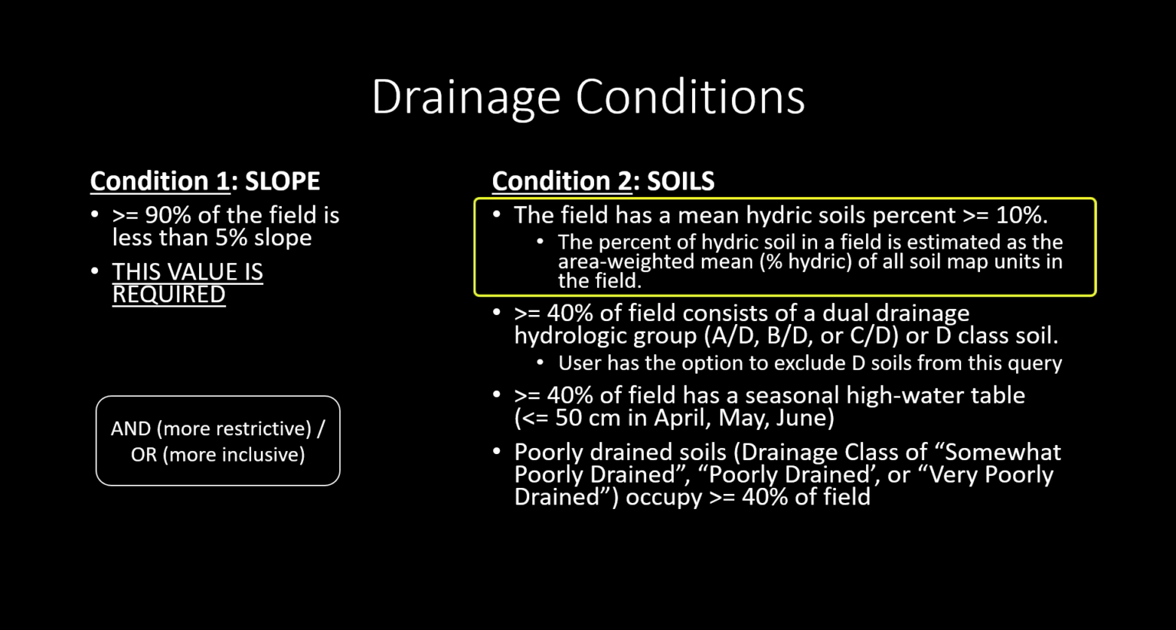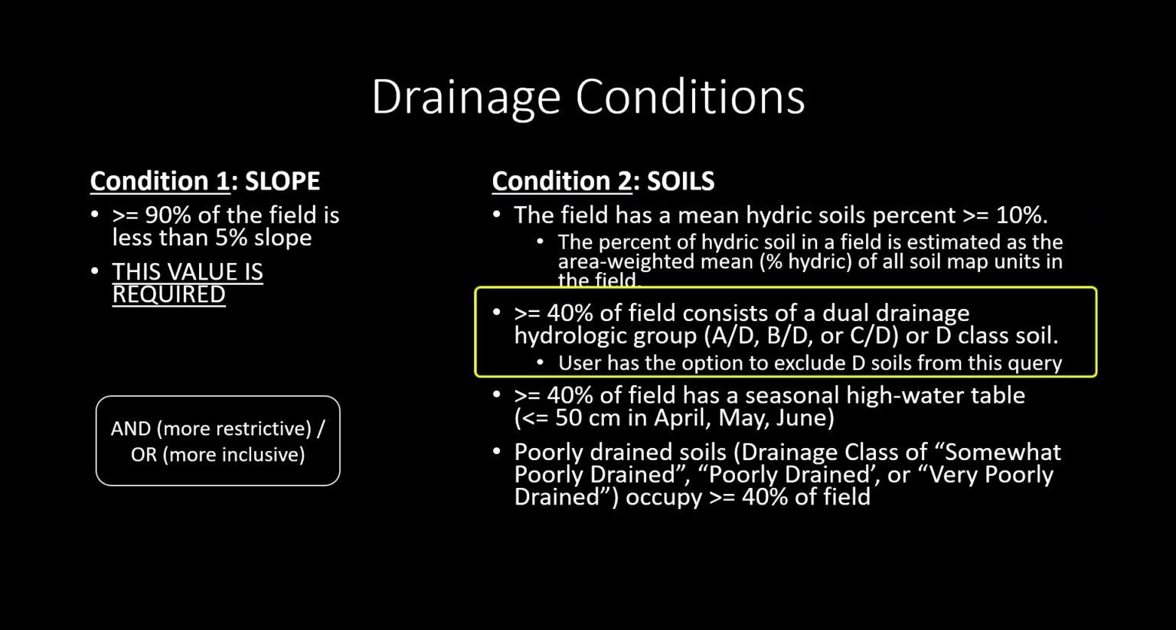The first option is that the field has a mean hydric soil percentage of at least 10%. The second option is that soils of a dual drainage class or D-class soil occupy at least 40% of the field, based on the user's knowledge of the watershed and how the soil survey was conducted. This second option also allows the user to exclude those classes that are only D-class.